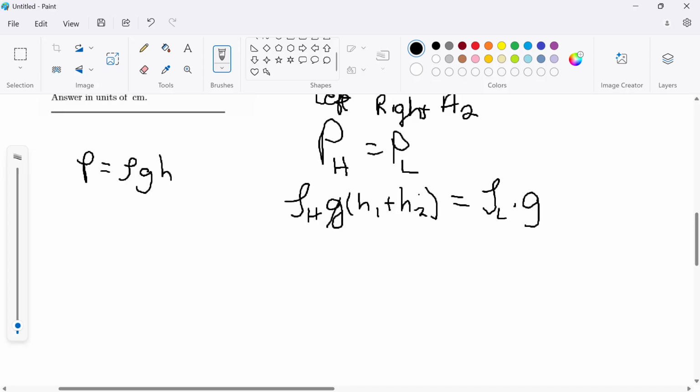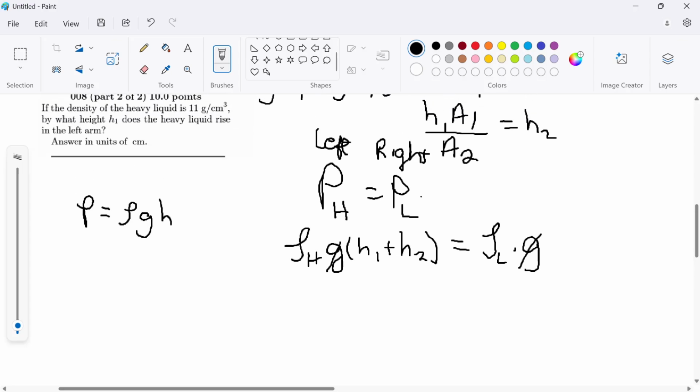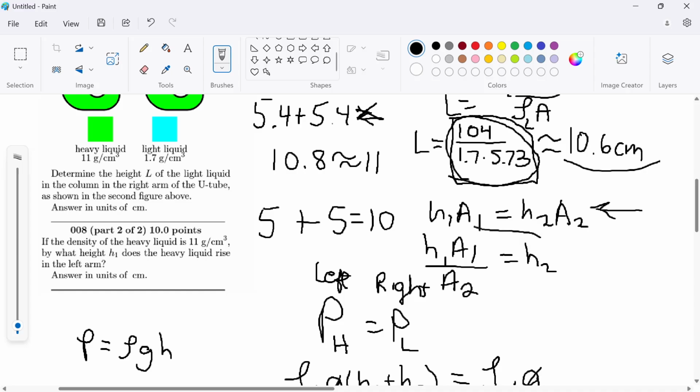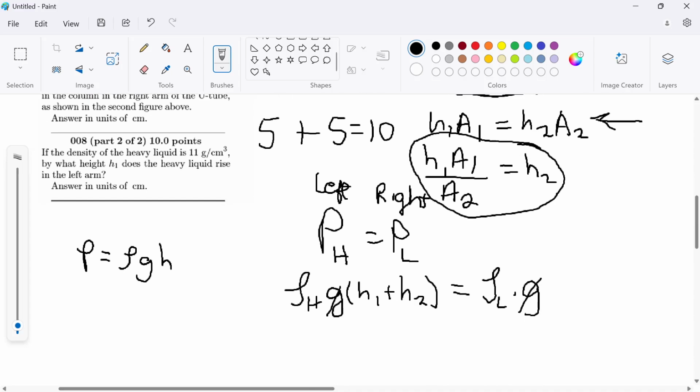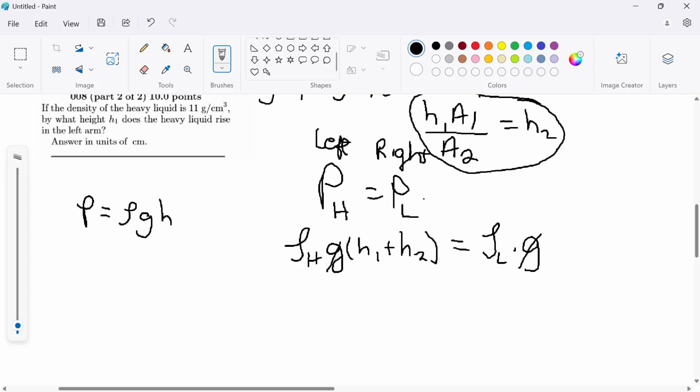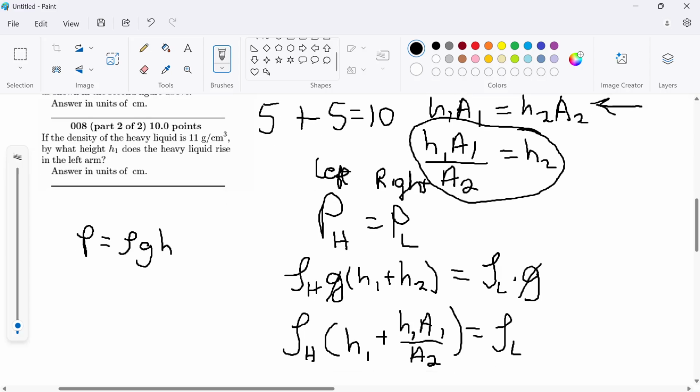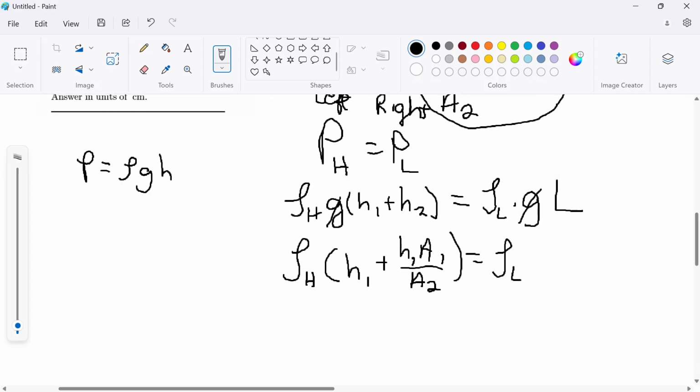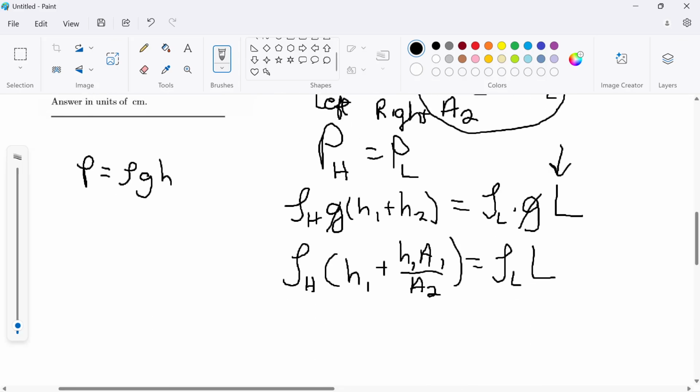Well, first thing I notice, the G's cancel. That's good. Always trying to simplify. And now I don't want to find H2, so that's where this calculation came in. Using the conservation of volume, I will replace H2 with H1A1 over A2. So the density of the heavy liquid times H1 plus H1A1 over A2, those are those areas, equals the density of the light liquid. Oh, I forgot the height on that side. Oh my goodness, how come no one told me? Times L. L is that height. I forgot to put the L.